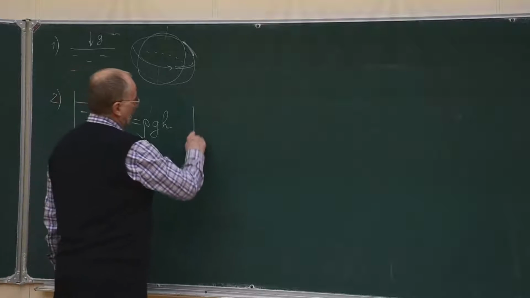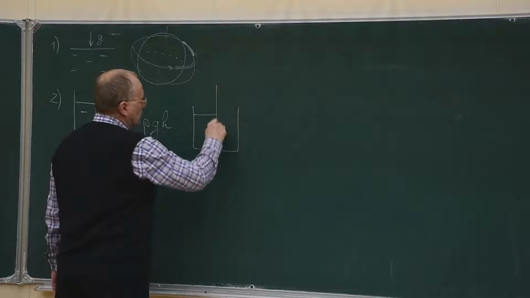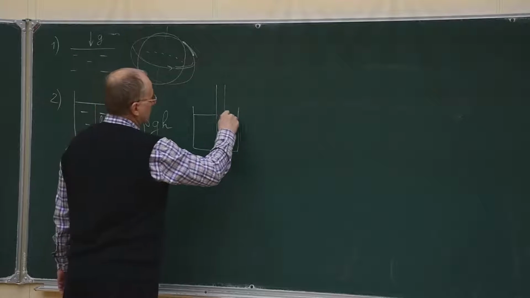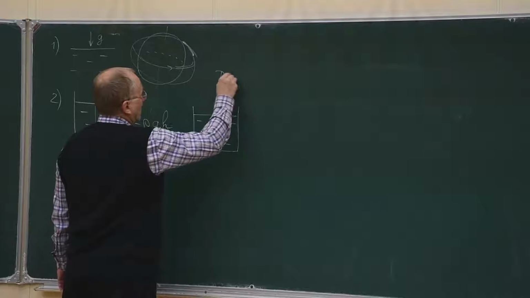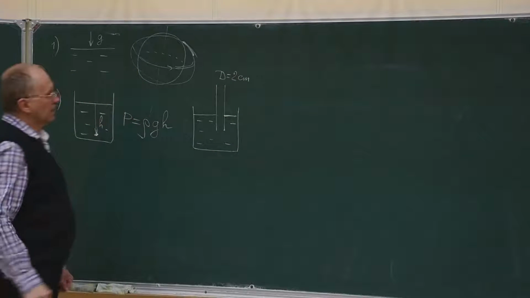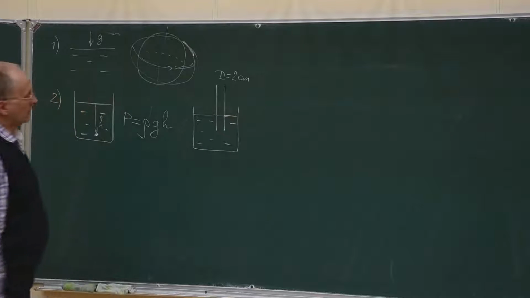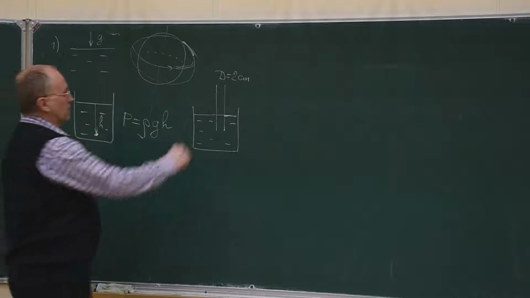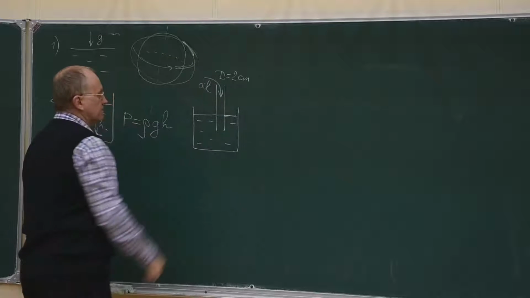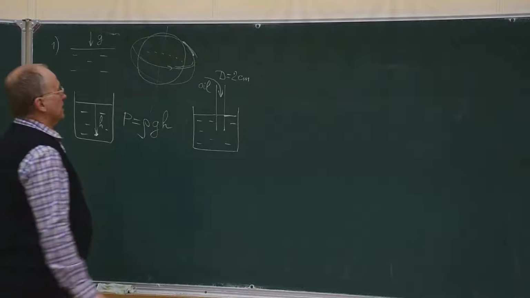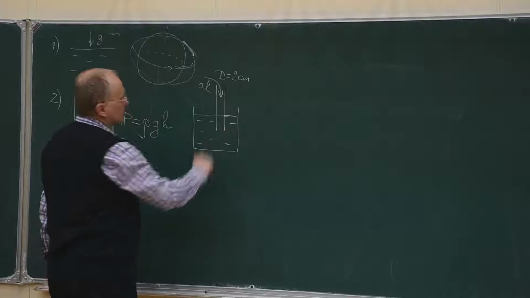Imagine you have a vessel with liquid and a thick glass tube is immersed into this liquid. Say this is water, for example, and the glass tube of the diameter of 2 centimeters is immersed into water. Certainly the water will go into the tube and the water surface will be here. What we will do in this problem, we will imagine that we pour some vegetable oil here, and the question is, how much oil can we pour in such a way that the oil doesn't mix with water in this vessel?